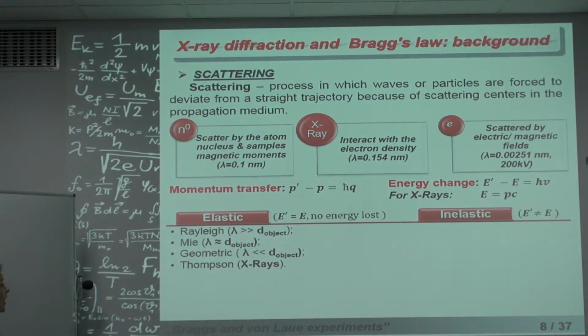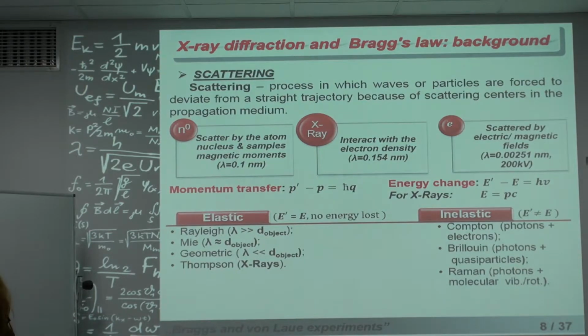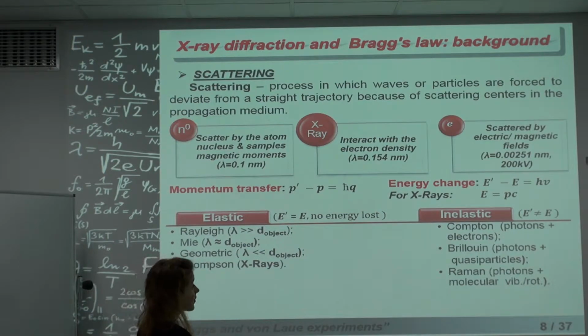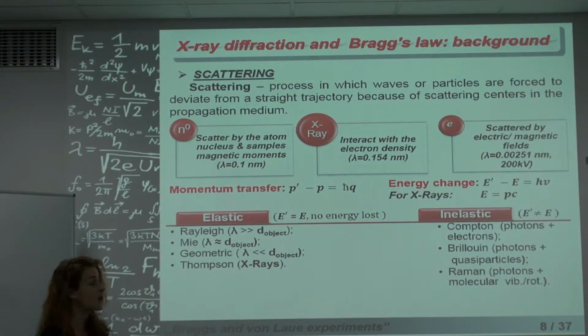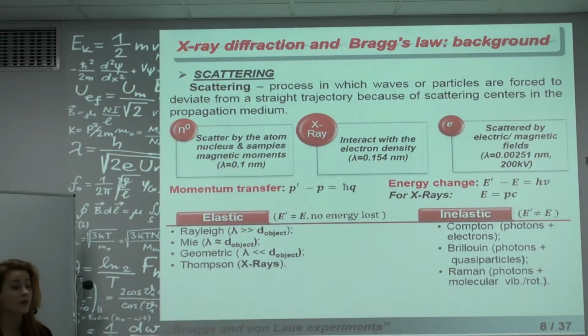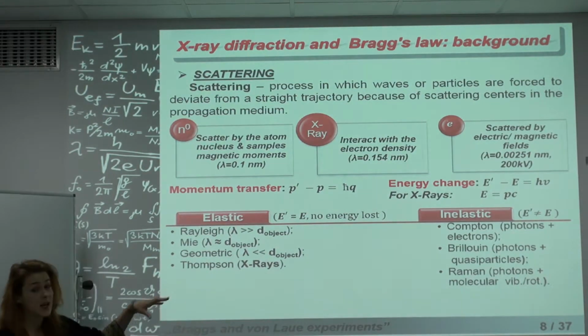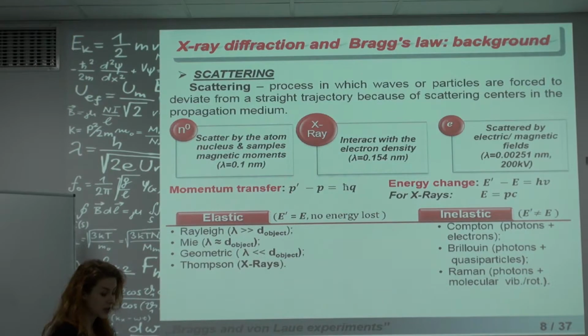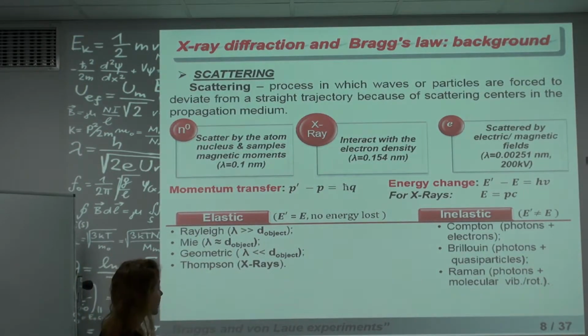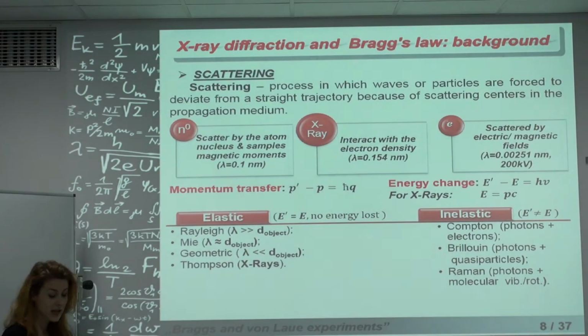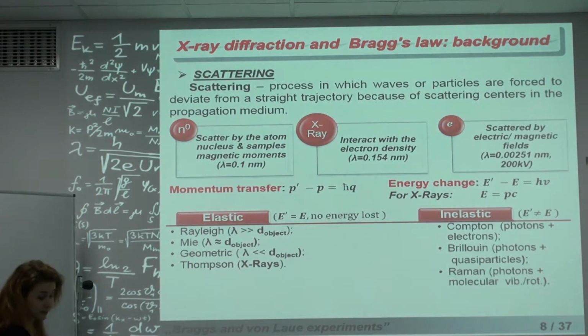In elastic scattering, we have several types depending on the wavelength and the size of the scattering object: Rayleigh, Mie, geometric, and Thomson. While inelastic types are Compton, Brillouin, and Raman. I must say that generally we have inelastic scattering because, of course, the medium is not ideal and there are fluctuations, vibrations, phonons, and so on. However, the idea is the same for all of these types. For example, in Compton scattering we have random incoherent thermal fluctuations, while in Brillouin scattering they are correlated and periodic.